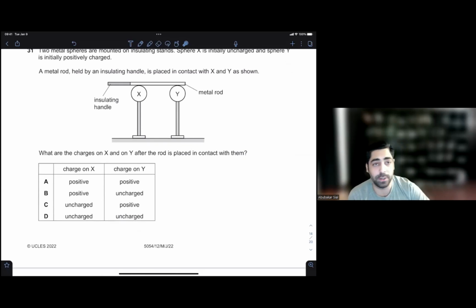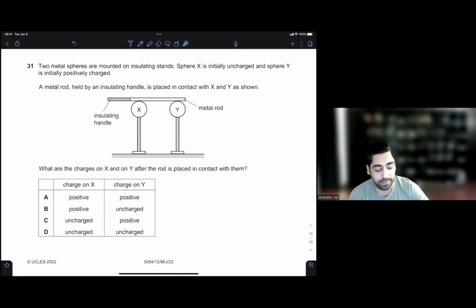31 is another very good question. So we have two spheres, both on insulating stands. They're asking, what are the charges on X and on Y after the rod is placed in contact with them, as they've shown? Initially, X is uncharged and Y is positively charged. So this is positive, and this one, X, is neutral. Now, given the fact that Y is positive, what does that mean?